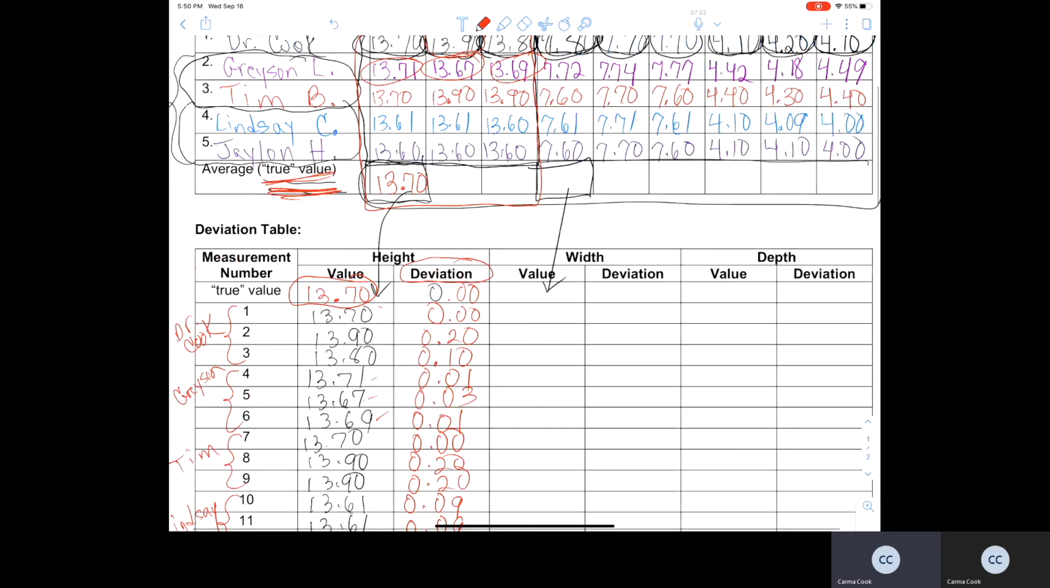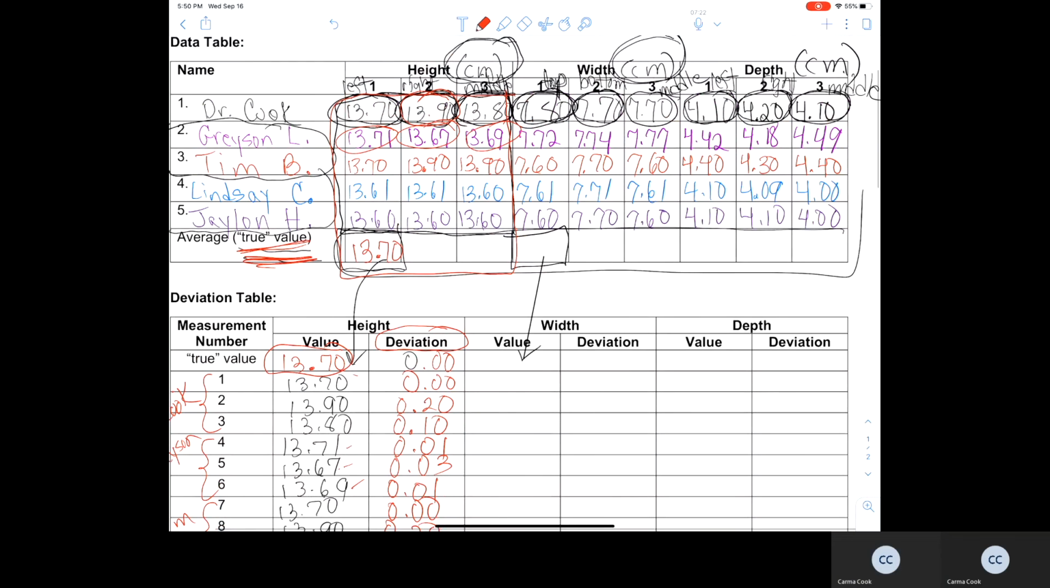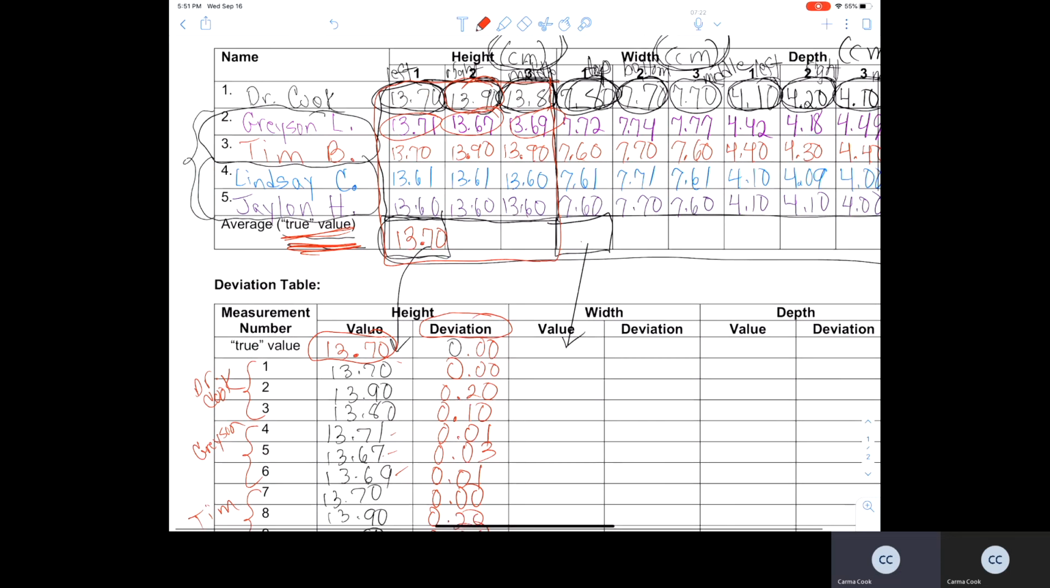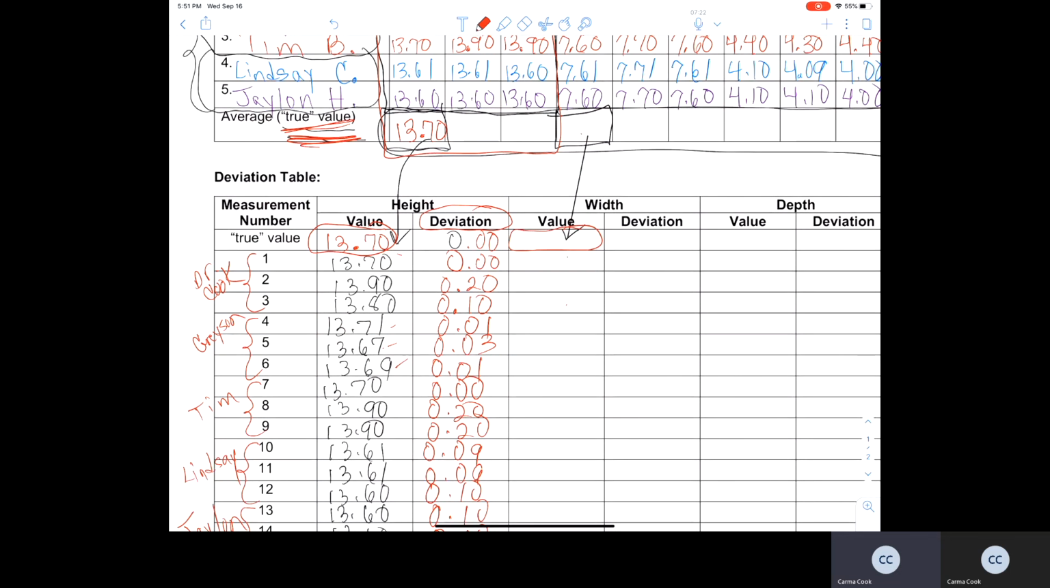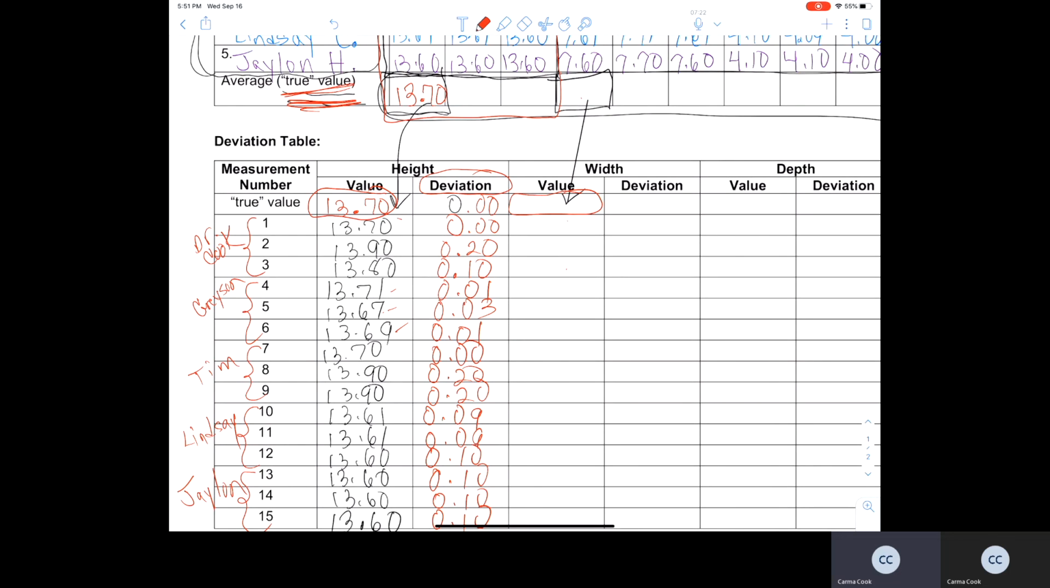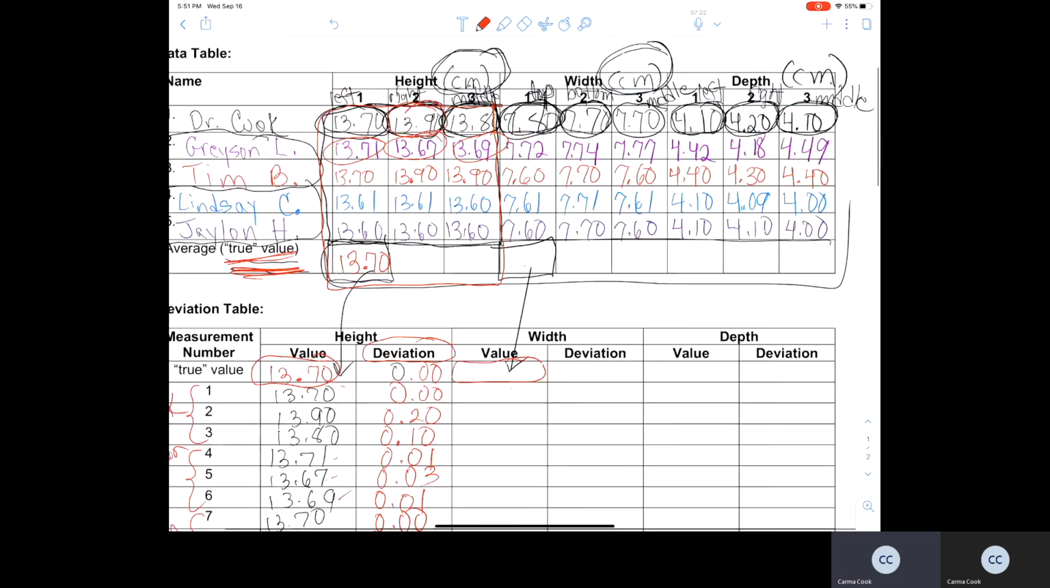You repeat the same technique for the width and depth. Add all 15 width values together. Divide by 15, you'll get your average. Write that average value here. And then rewrite all of the values for width. Write your average width here. And then write your values 1, 2, 3 for yourself. And then the values for each of your peers' data that you chose in this column. And then calculate the deviation by subtracting the value from the average value to get your deviations. Repeat the same technique for depth.